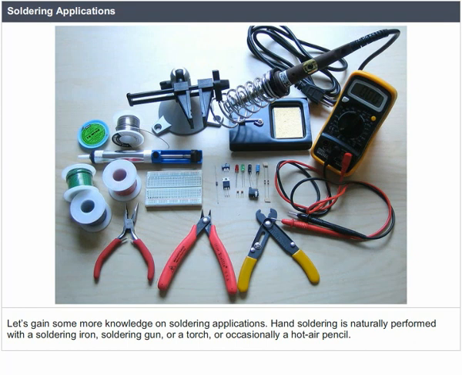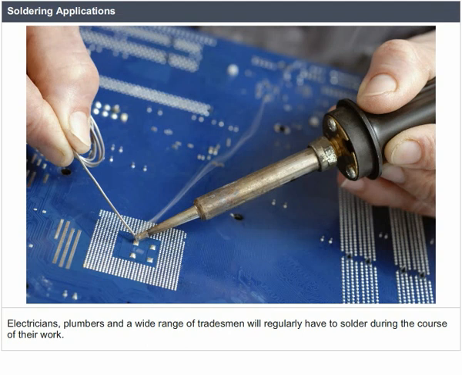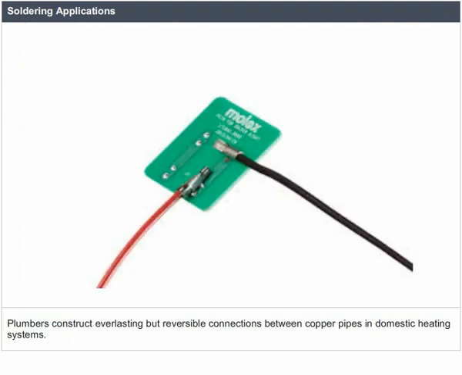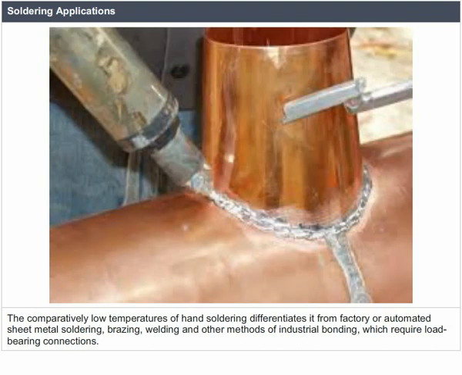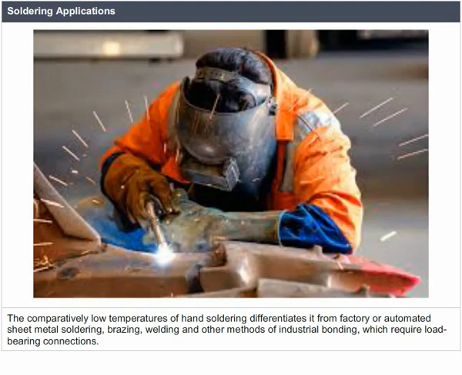Let's gain some more knowledge on soldering applications. Hand soldering is normally performed with a soldering iron, soldering gun or a torch, or occasionally a hot air pencil. Electricians, plumbers, and a wide range of tradesmen will regularly have to solder during their courses of work. Plumbers construct everlasting but reversible connections between copper pipes in domestic heating systems. The comparatively low temperatures of hand soldering differentiate it from factory or automated sheet metal soldering, brazing, welding, and other methods of industrial bonding, which require load-bearing connections.